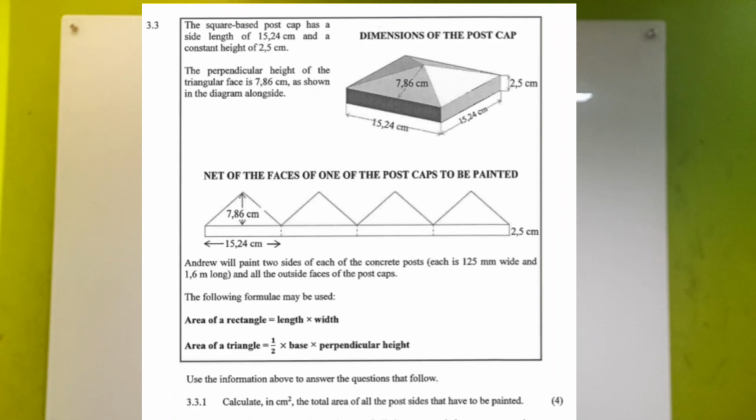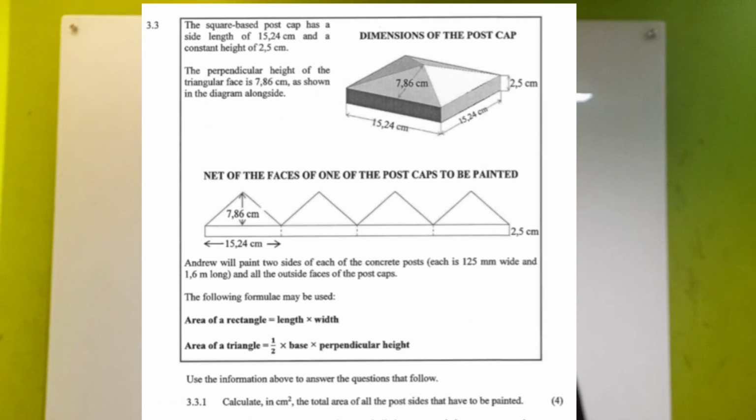Question 3.3, the scenario says, the square-based post cap has a side length of 15.24 centimeters and a constant height of 2.5 meters. The perpendicular height of the triangular face is 7.86 centimeters as shown in the diagram alongside. So that is the diagram that shows the dimensions of the post cap. You can see everything that has also been stated in text there on the side.